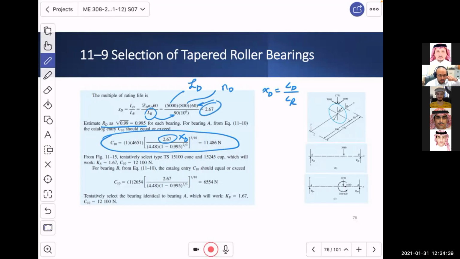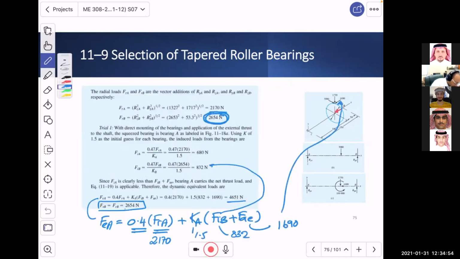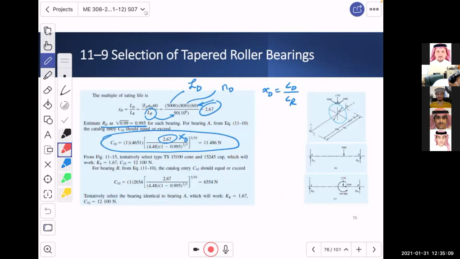2.67. The desired reliability is the square root of 0.99, which is 0.995. If you do this for bearing A, remember bearing A, if you go back, was subjected to a resultant radial load of 4,651. So there it is. Over here, I forgot to tell you in the question, it says that the application factor AF is equal to 1. So we got rid of it.